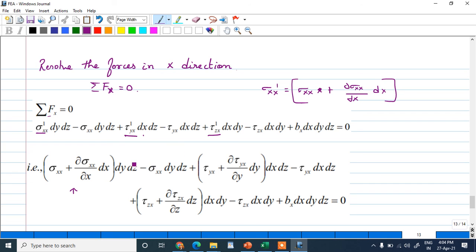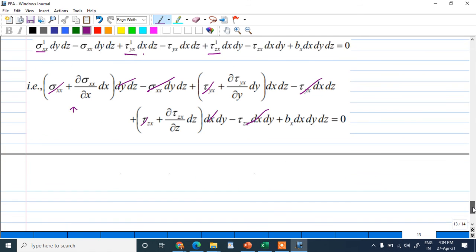Next, you need to open this bracket. Sigma xx multiplied by dy dz. So sigma xx dy dz, this particular term will get cancelled. In the same way, for all of them, it will get cancelled. Okay, so the remaining will be what?